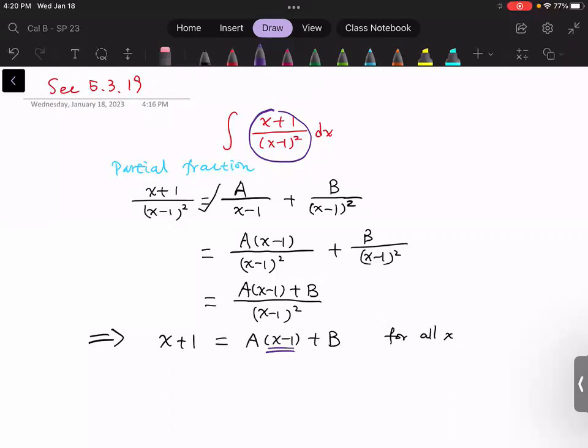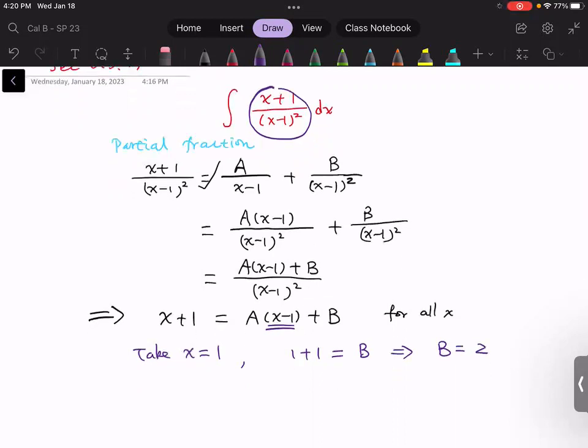Checking the structure of the right-hand side, it seems that we could take x equal to 1. Then the left-hand side is 1 plus 1, and the right-hand side will be b. Immediately we obtain b equal to 2. What about the other coefficient a? It seems we don't have a trivial special value to choose from the right-hand side. Indeed, once we figure out the constant b, we can rewrite the equation as x plus 1 equal to a times (x minus 1) plus 2, since b is already figured out.